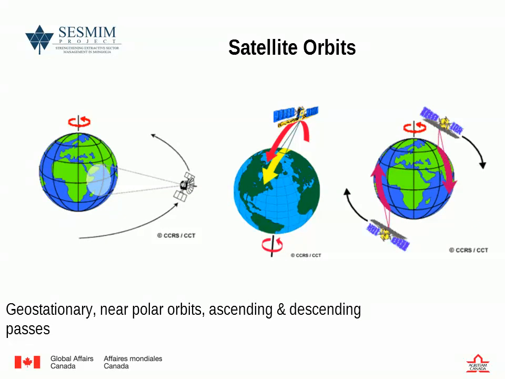We have more or less three kinds of satellites. We have geostationary satellite. That means it doesn't move. It stays on the same place. GOES, the weather satellite, is geostationary. Then you have what we call near polar orbits. So satellites that fly around the pole, the north and south pole. And basically your description of ascending and descending paths as it goes around.